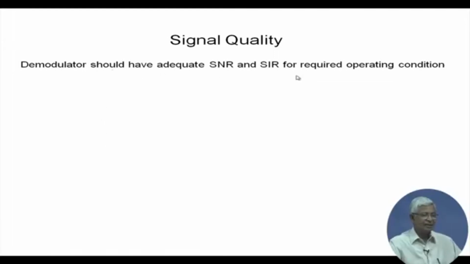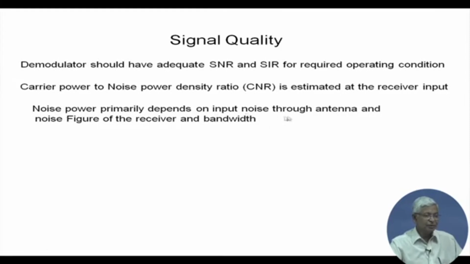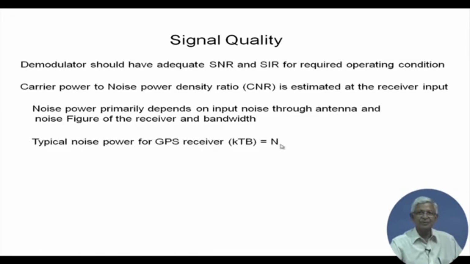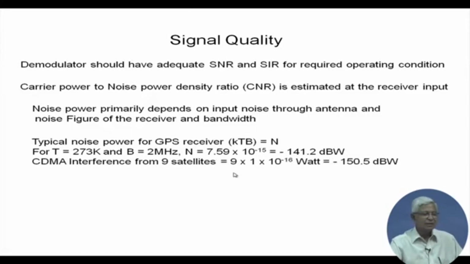So, it needs signal processing. For signal quality, the demodulator should have adequate SNR and SIR. We will do a quick calculation to see what signal quality is required. This calculation is obviously known to you, the methods are known. Let us say CNR is estimated at the receiver input, and noise power primarily depends on the input noise through the antenna, the noise figure of the receiver and the bandwidth, which is kTB, that is noise power. Let us say T is 273 degrees K, and 2 megahertz is the bandwidth. So, k is known. So, noise power is minus 141.2 dBW or 7.59 times 10 to the minus 15 watt, and each signal is of the order of 10 to the minus 16 watt, which is received at the receiver from the satellite.